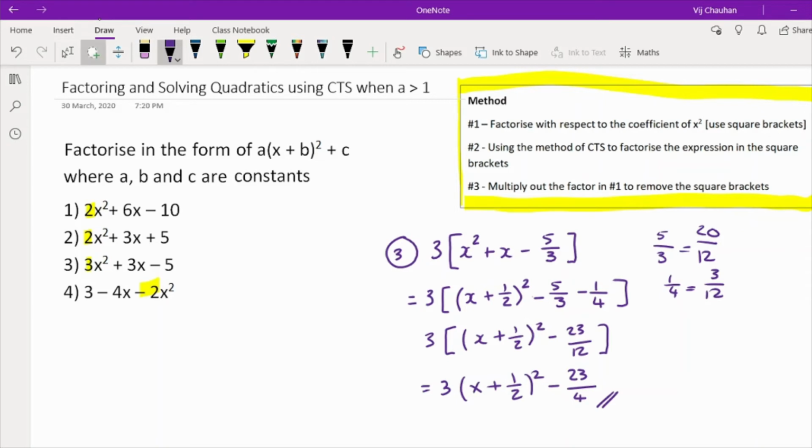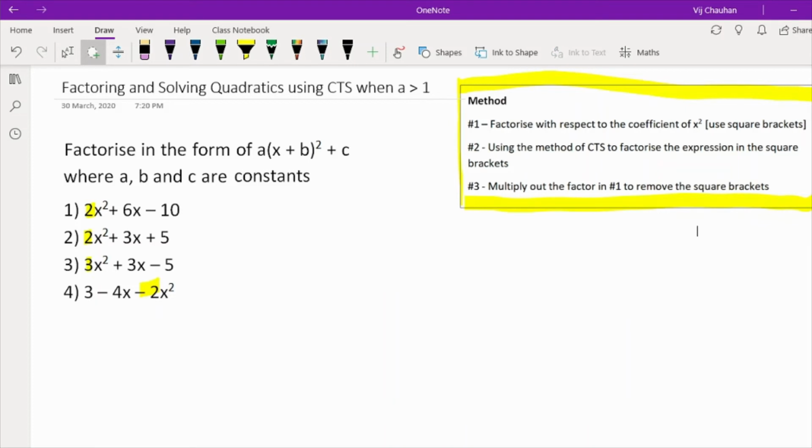So moving on to our last example, and the key difference with this one is that our coefficient of x squared is negative. So just get rid of that. With question 4, which I'm just going to start off here, remember to select a pen. The reason why this one looks a little bit odd is because it's written in a different format.